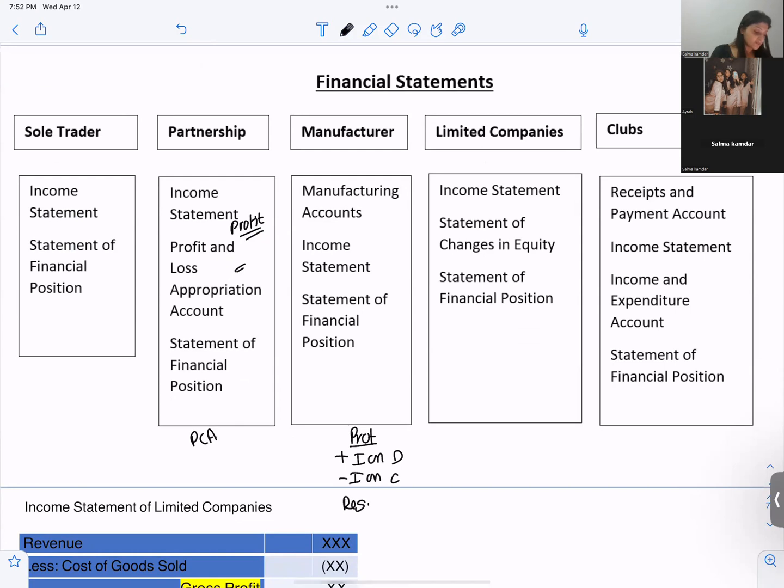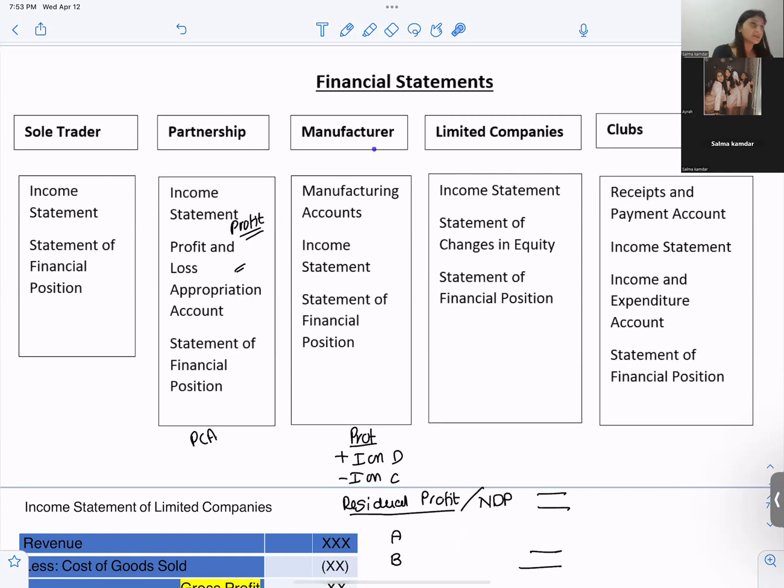Residual profit is also called what? Net divisible profit. Then it is shared among the partners in what ratio? Equally if nothing is given, or else if there's a ratio, you do it in that.